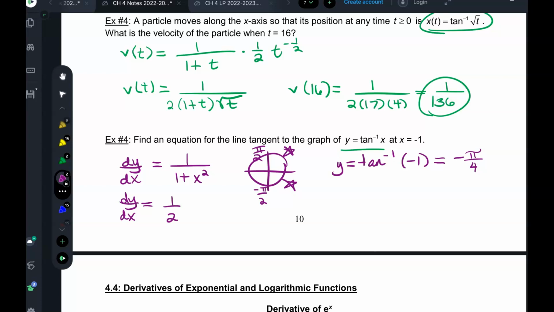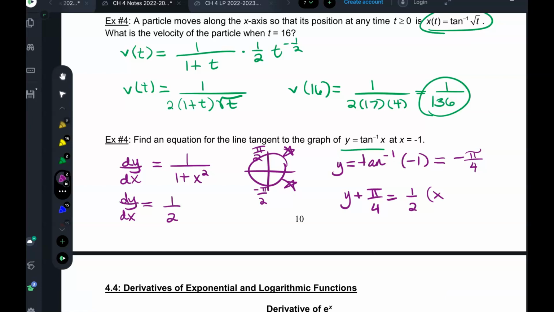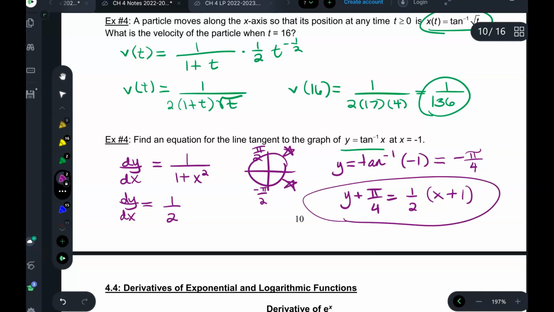Okay, and now what's the equation? y plus pi over 4 equals 1/2 times (x plus 1). Pi fourths is an interesting way to put it, but it's correct. Go ahead, Ryan, I'm so sorry. Continue. Plus 1. Good job. Yeah. I like that. Go through the steps. Pi over 4 simplified.